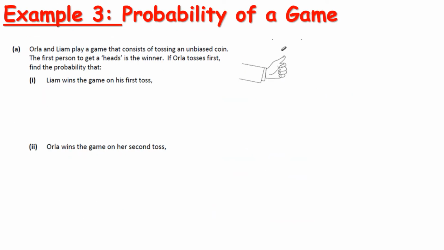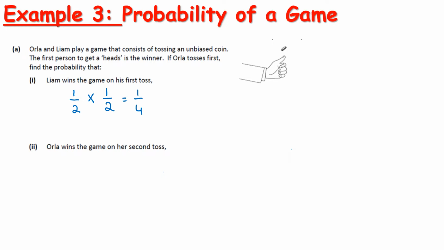Example 4.3. Probability of a game. Orla and Liam are playing a game that consists of tossing an unbiased coin. The first person to get heads is the winner. Orla tosses first. Find the probability that Liam wins the game on his first toss. So that means Orla will lose. So there's a 1 in 2 chance of winning, but also a 1 in 2 chance of losing. So Orla loses, and always means multiply, Liam wins. So that gives us a 1 in 4 chance.